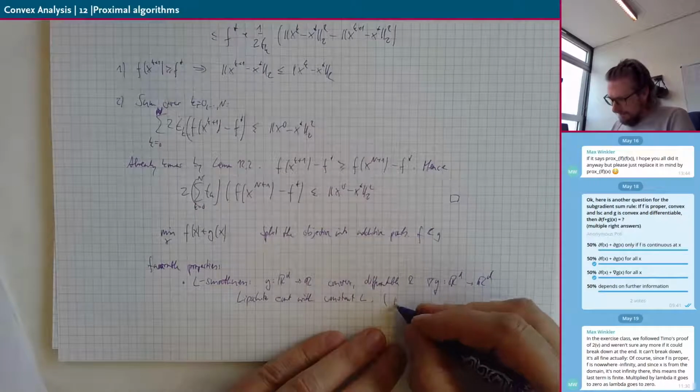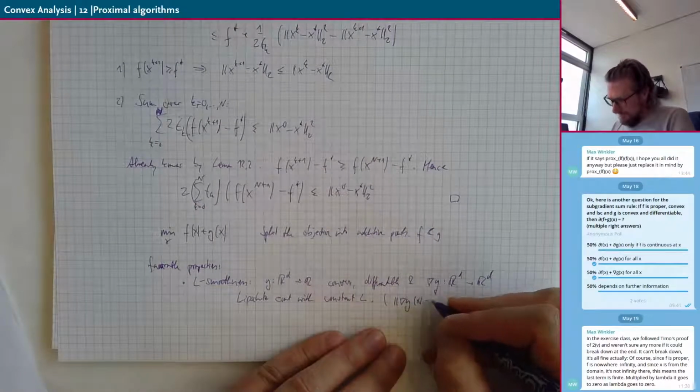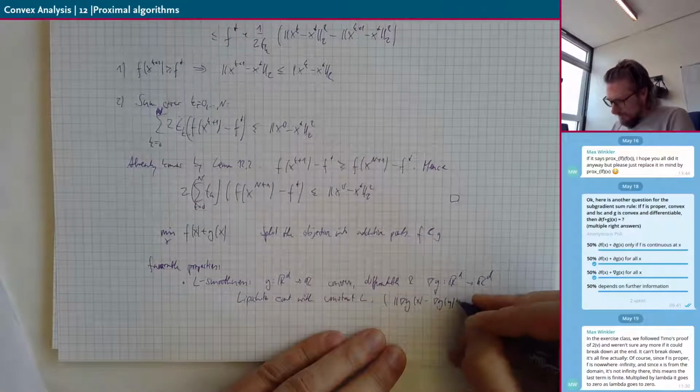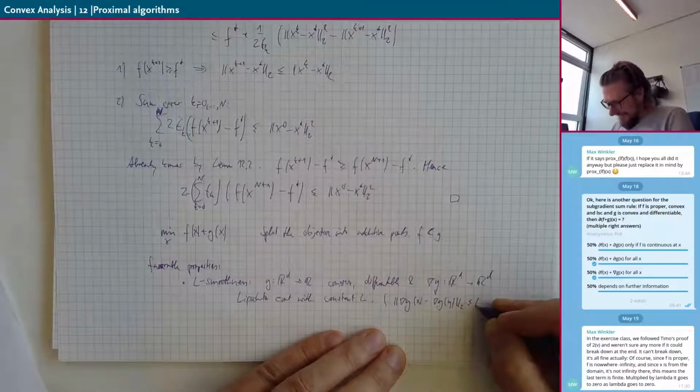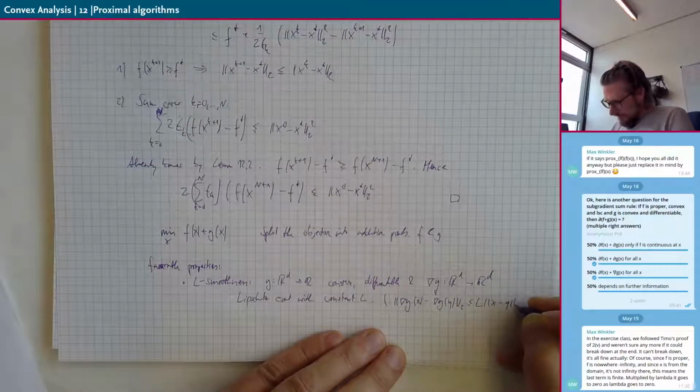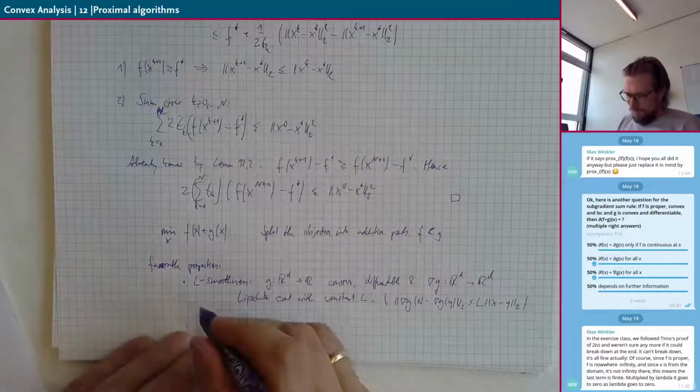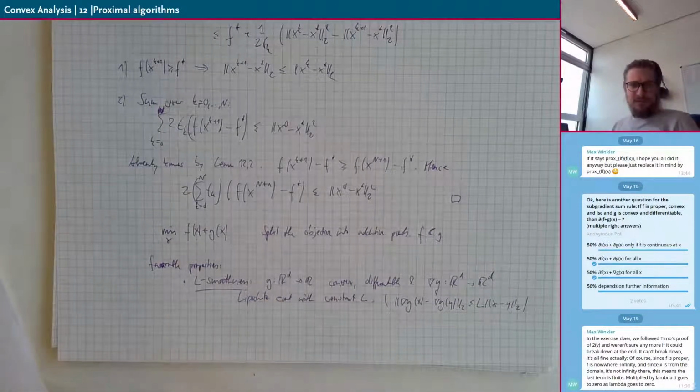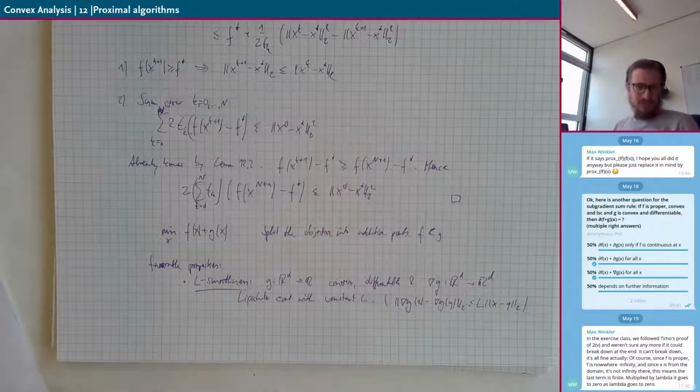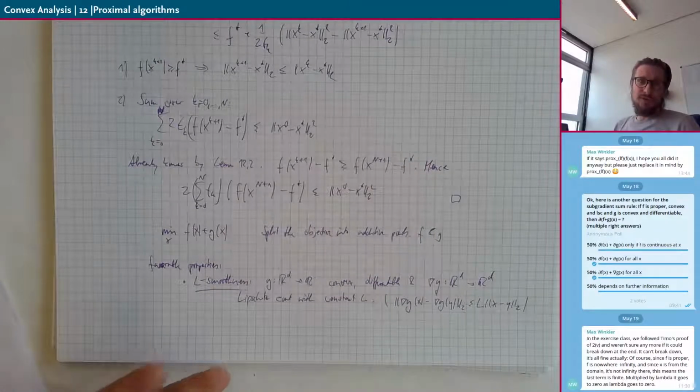It means that the norm of the gradient of g at x minus the gradient of g at y is smaller or equal to L times the norm of x minus y, again the two norm. This is what we call L-smoothness: it's differentiable, and the derivative is L-Lipschitz. So it's almost twice differentiable, but not quite.